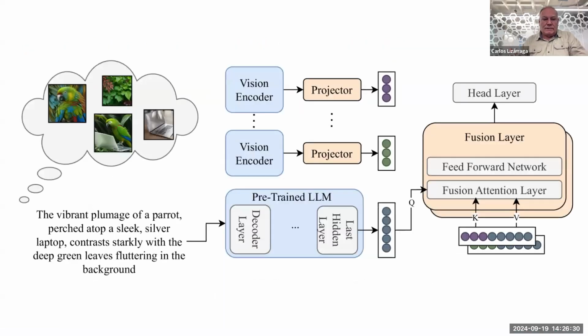for the tasks. Like, for example, in this case, the description is: the vibrant plumage of a parrot perched atop a sleek silver laptop contrasts starkly with the deep green leaves fluttering in the background. So it's combining different images. You have a parrot, you have the background, you have the laptop, and also you have the parrot standing on the laptop, and has some contrast with the background. So this is all the different mechanisms you have to involve.